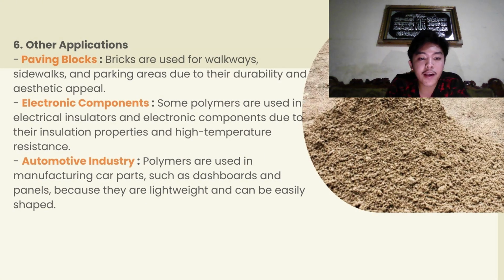Six, other applications. Paving blocks. Bricks are used for walkways, sidewalks, and parking areas due to their durability and aesthetic appeal. Electronic components. Some polymers are used in electrical insulators and electronic components due to their insulation properties and high temperature resistance. Automotive industry. Polymers are used in manufacturing car parts such as dashboards and panels because they are lightweight and can be easily shaped. And I'm going to explain to you guys about fabrication of brick and polymer.